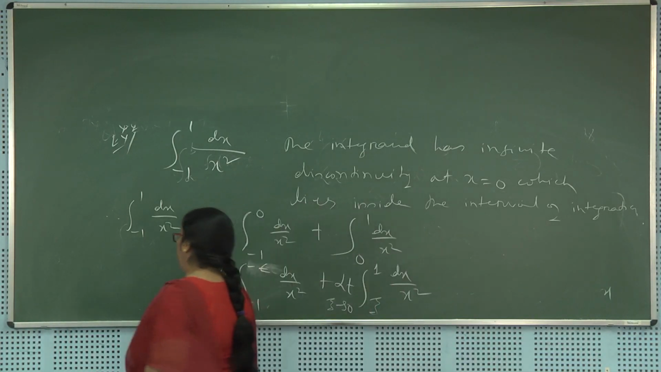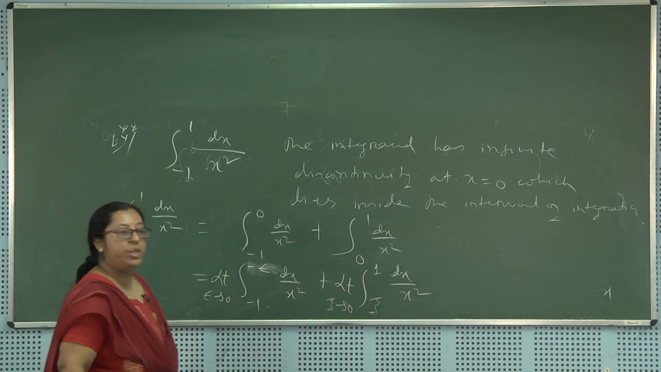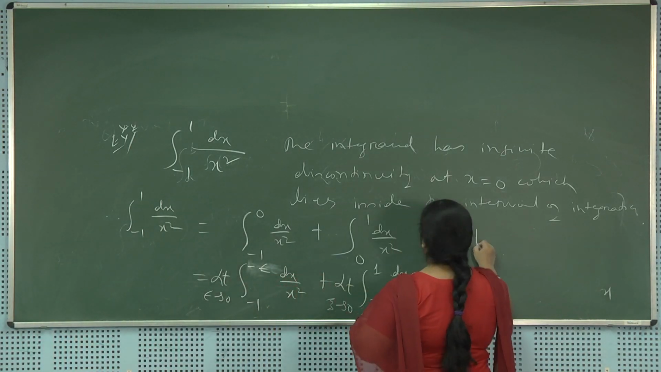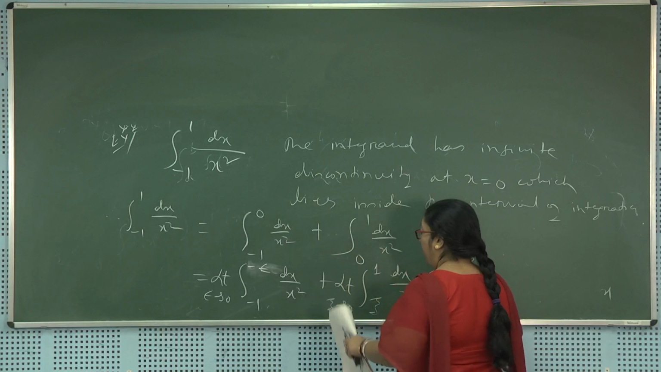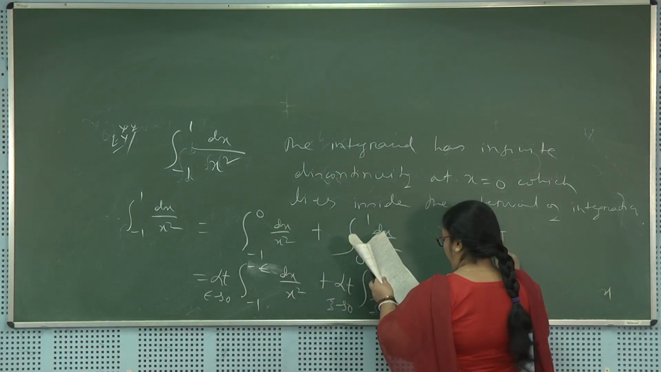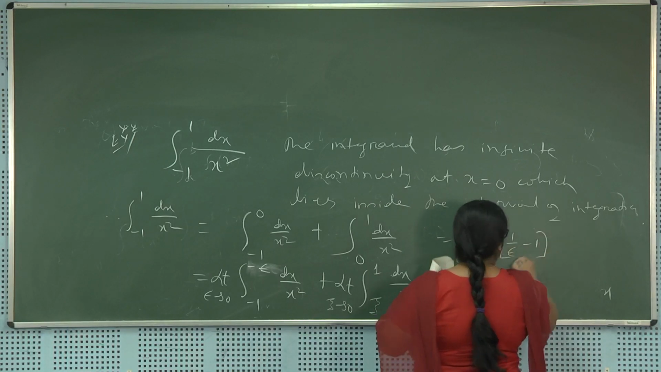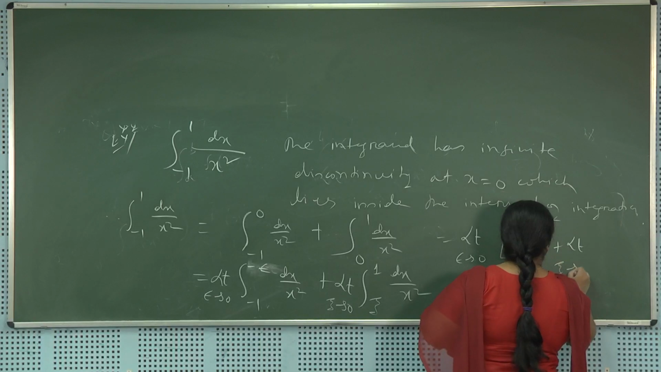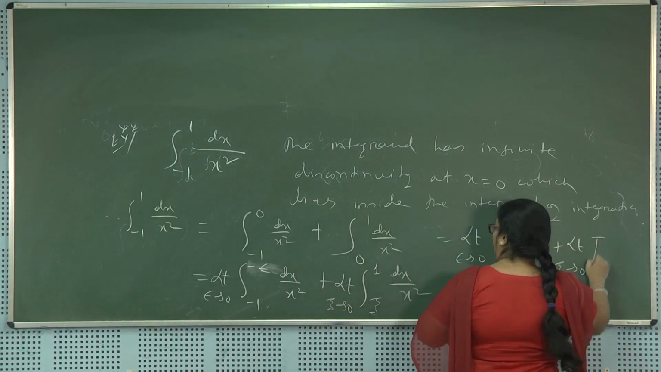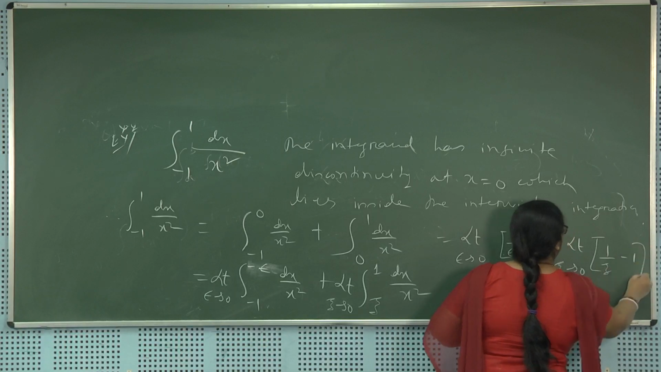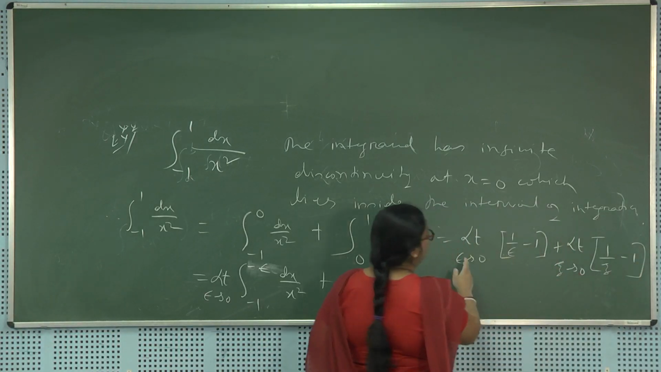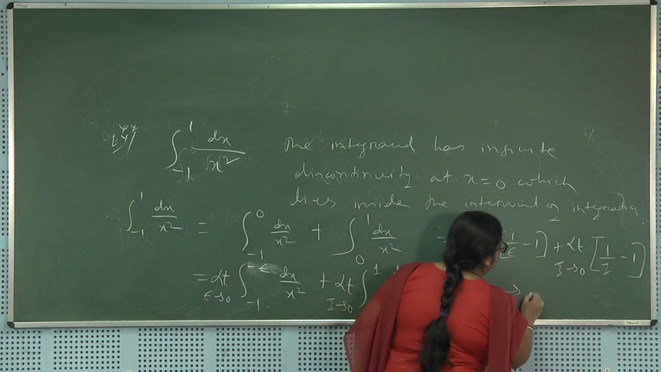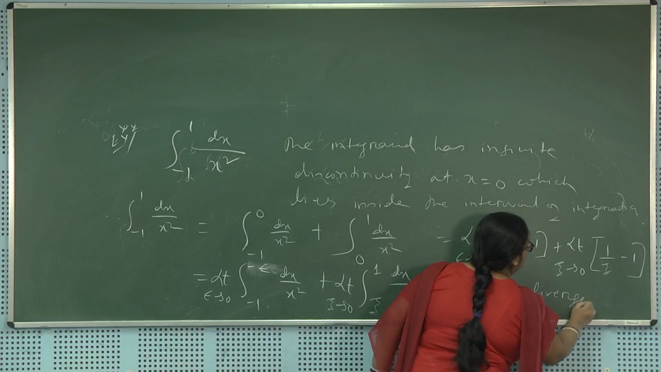Now, you know integration of dx upon x square is nothing but -1 upon x. So, if we put the limits, it is limit epsilon tends to 0 of -1 upon x. If we work it out, it is 1 upon epsilon minus 1 plus limit xi tends to 0, 1 upon xi minus 1. Again, you see, if you substitute epsilon equal to 0, this will become infinite, this will become infinite. So, which diverges or does not exist.